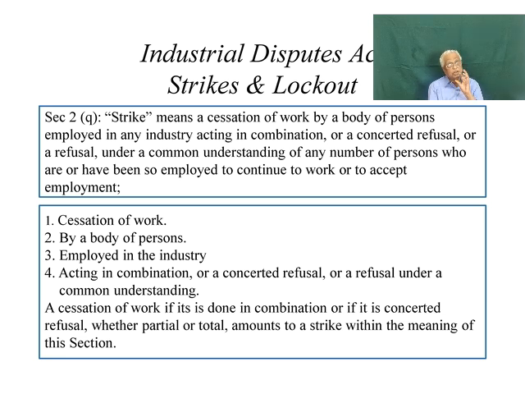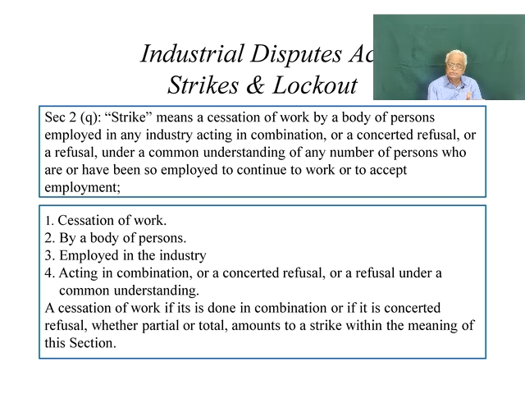So this is very important. This is the definition of a strike. That's why it is called cessation of work. Number one, stop working, that is a strike. Then a body of persons, that's very important. It's a body of persons employed in the industry, obviously, acting in combination or in concerted refusal. It's joint action, where all of us join together and go on strike.